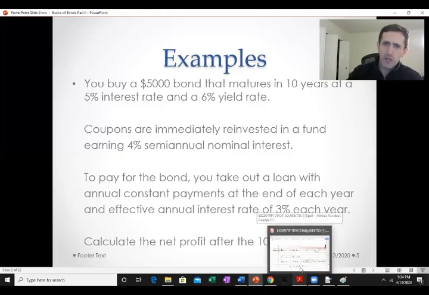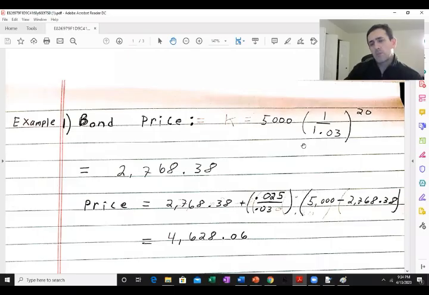All right, so let's figure out what the bond price is. Since the coupon rate is 6% semi-annual nominal, the per 6 month effective coupon rate is 3%. 0.06 or 6% over 2 is 0.03, 3%. And there are 20 six-month periods in 10 years. So K, the formula for K, is the face value, 5,000, times 1 over 1 plus J to the 20th. So that's 2768.38.